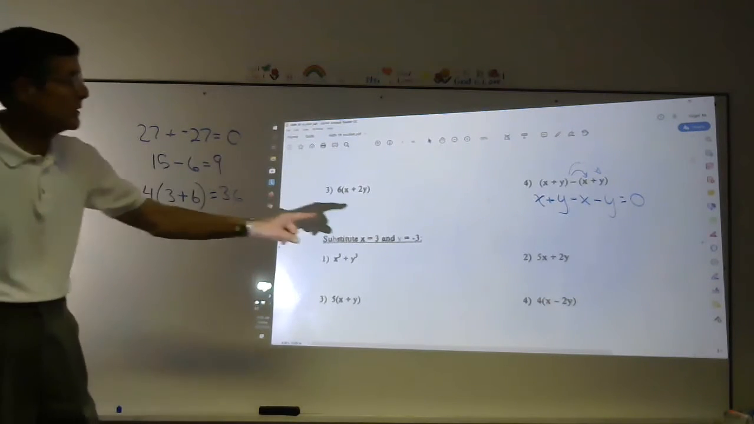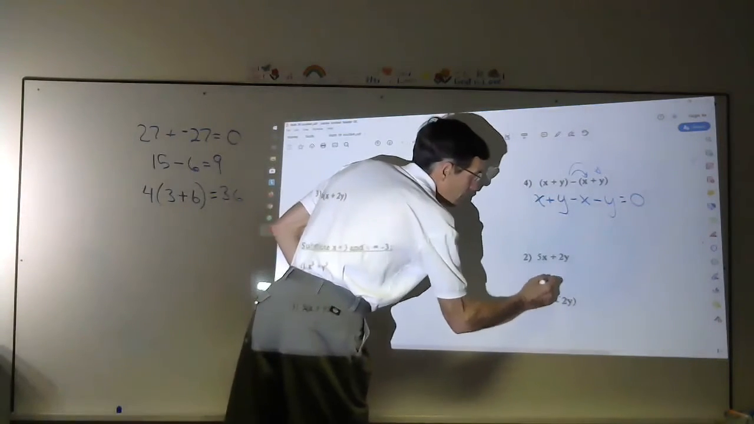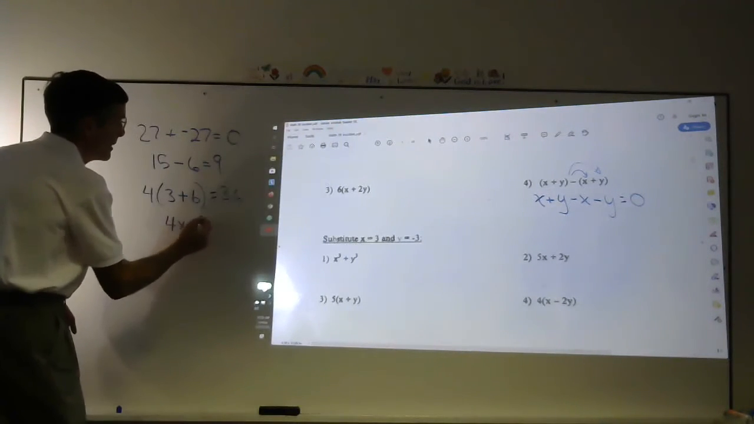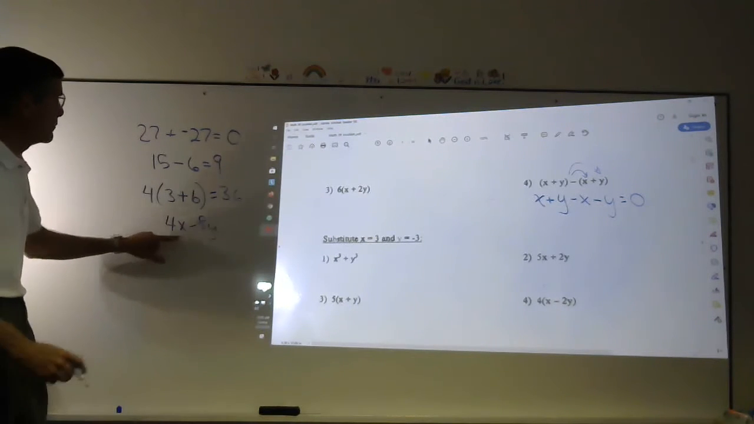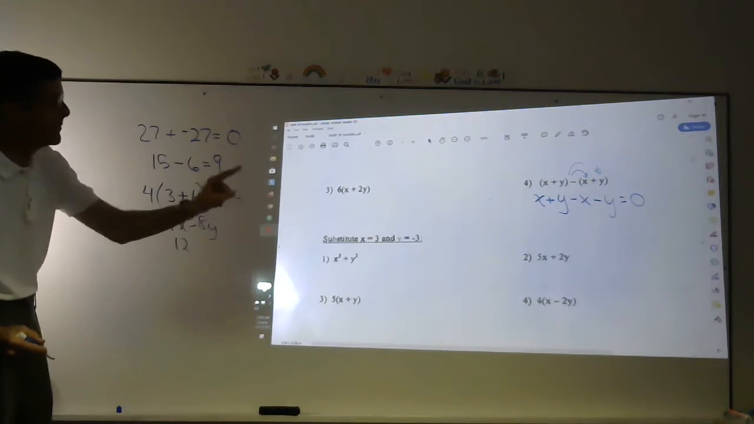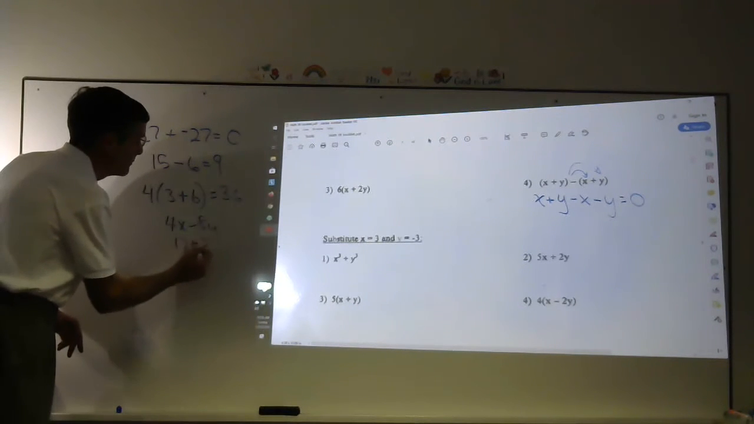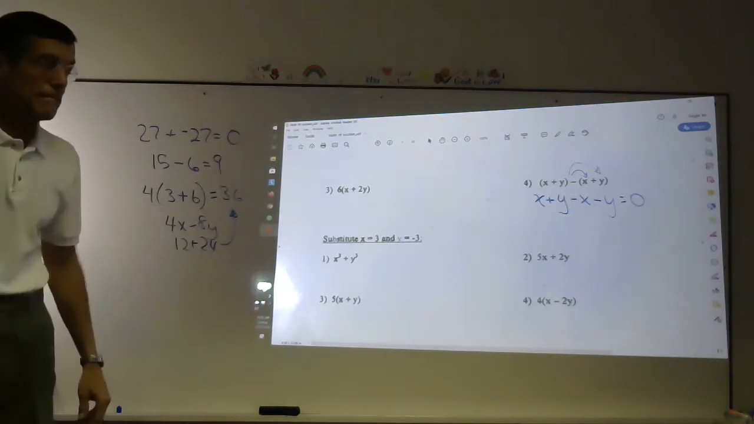Okay, if you would have taken the 4 in first, you'd have 4x minus 8y. Are you with me? And then x is 3, so 4 times 3 is 12. A negative 8 times a negative 3, 2 negatives makes a positive 24, and you still get 36. Okay?